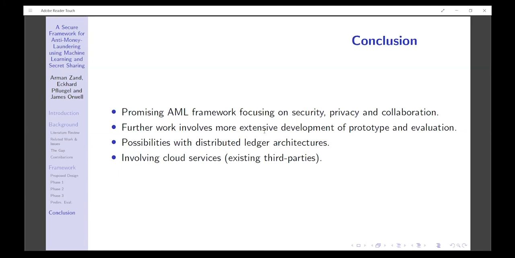And what the banks use at the moment is actually the existing third parties. So it might be interesting to also involve the cloud services in there.